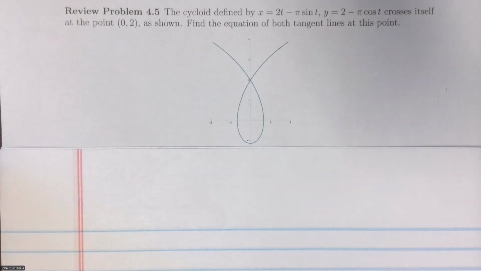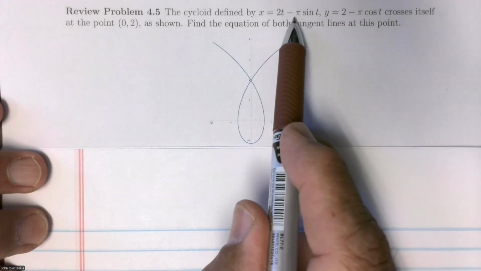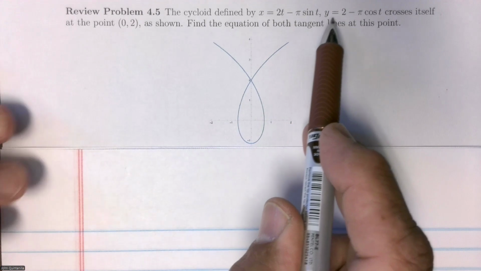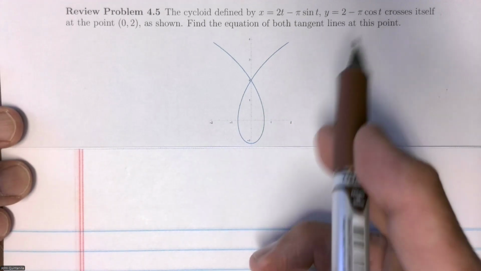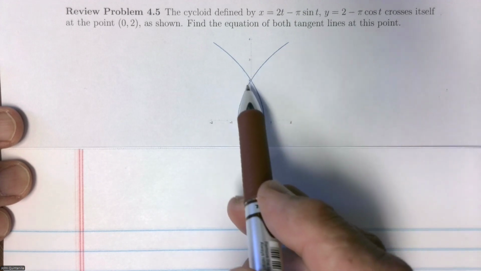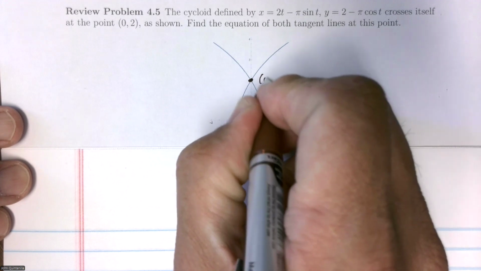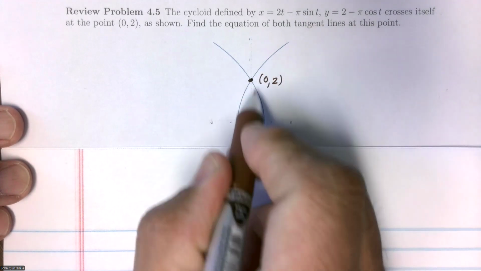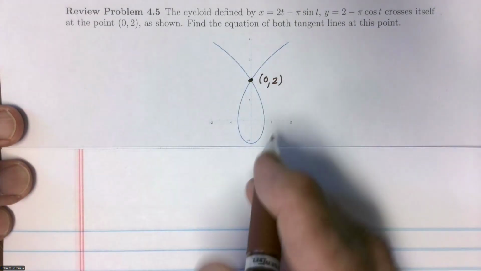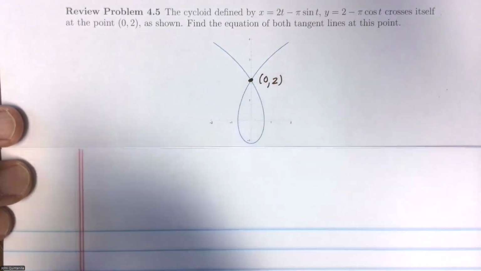For this problem, let's take a look at this cycloid defined by x is equal to 2t minus pi sine t and y is equal to 2 minus pi cosine t. This looks like kind of the Greek letter gamma, and it crosses itself twice at the point here, 0, 2. So this is the point 0, 2: 1, 2, 3, 4. The origin is here.